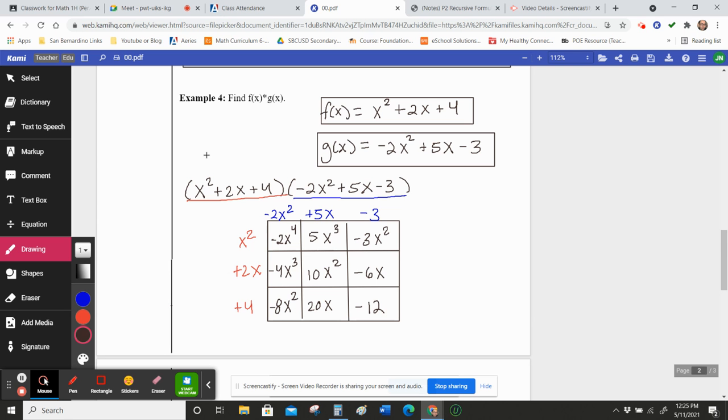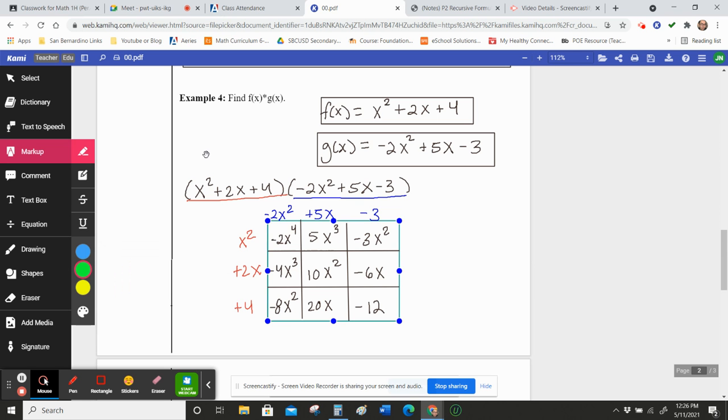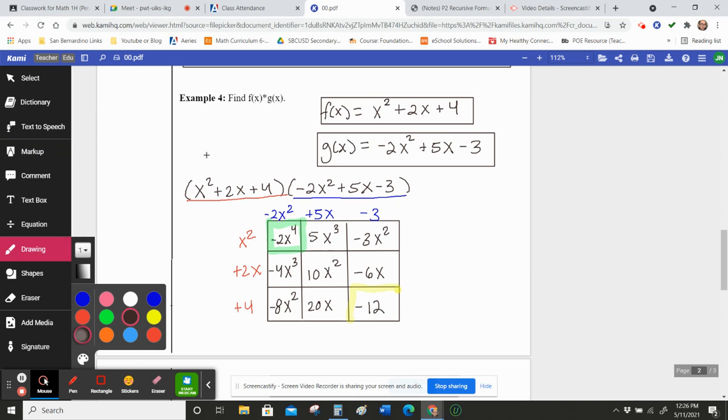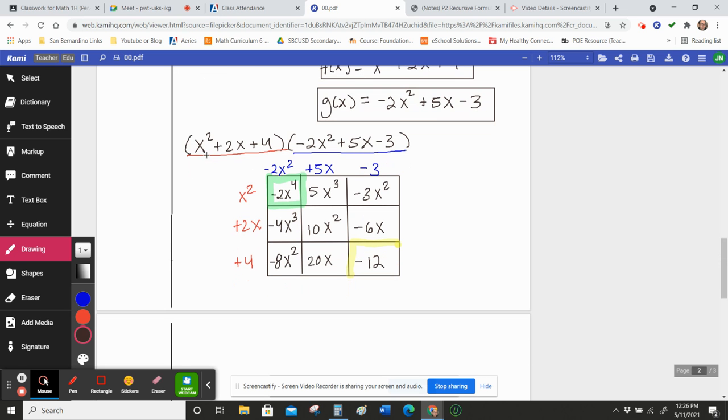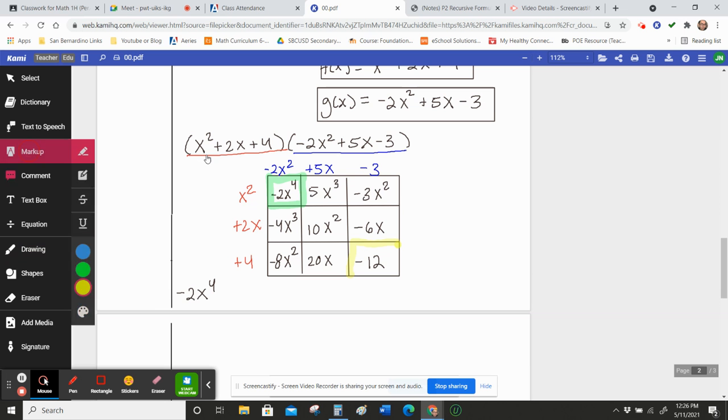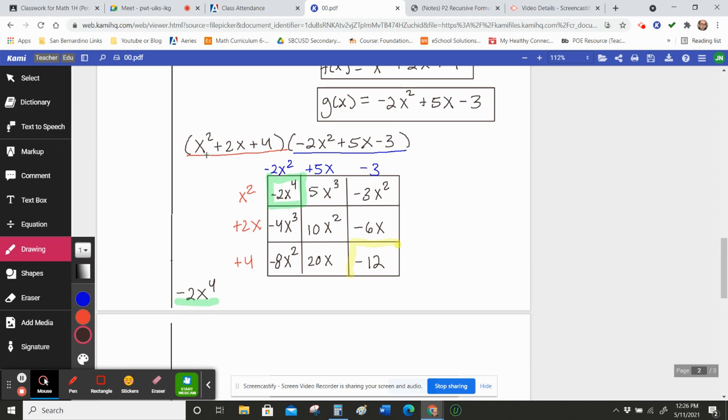All right. The next steps are the same, like I mentioned in the past. So we have our first term, which is always going to be the top left corner of your box. Our last term is the bottom right corner of your box. And the rest, we have to combine like terms. All right, so let me write this out. So the first one will be negative 2x to the power of 4. That is my first term. The last term will be the negative 12.